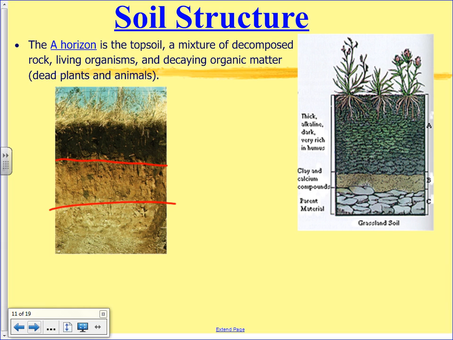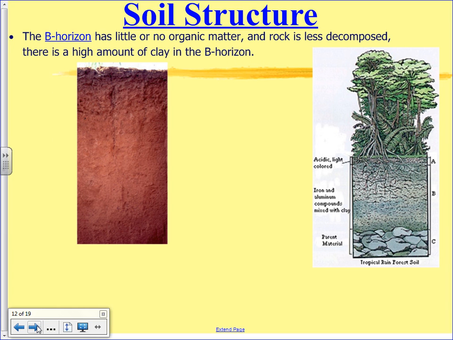All right, so the B horizon. Little or no organic material. Rock is less decomposed, so you may find chunks of rock in the B horizon, and lots of clay for the reason we talked about before. It's fine and it can move down in between the larger particles of the topsoil. So typically it's light brown to red in color. This is like a Prince Edward Island type of soil, high in red clay.